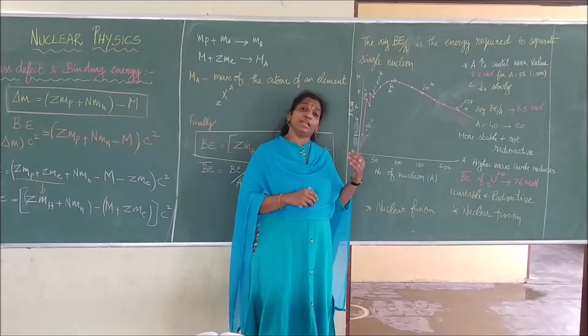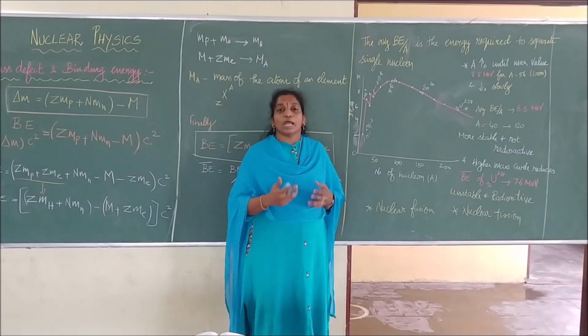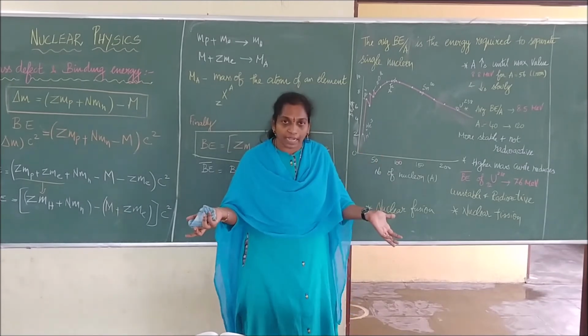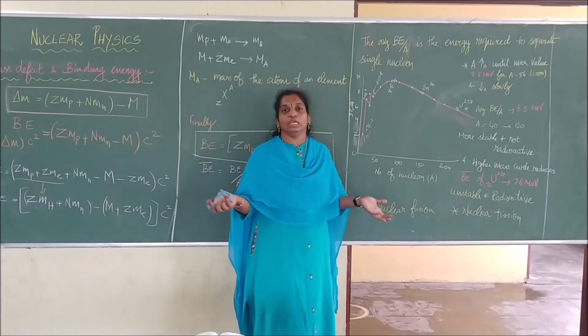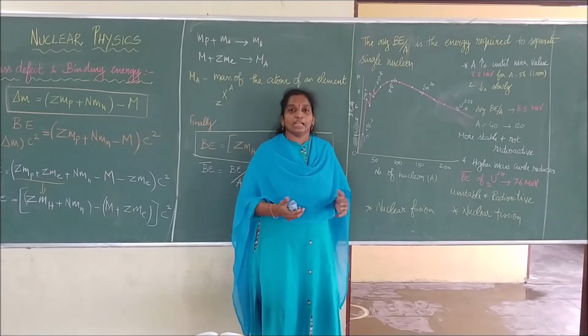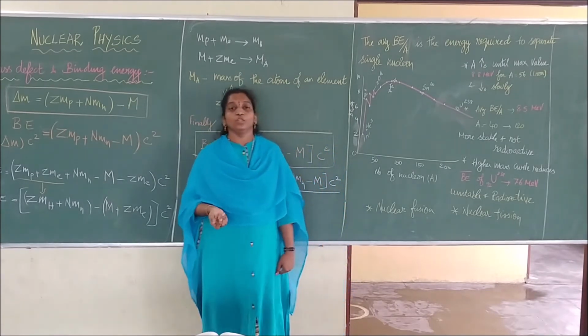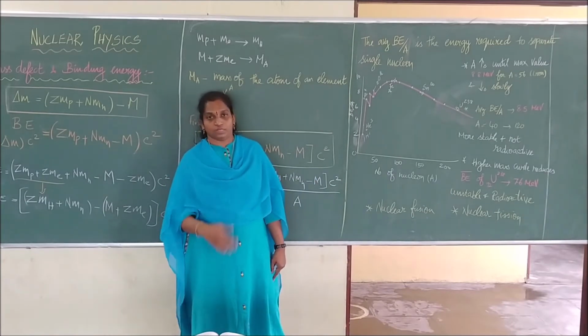If an element has less binding energy, then automatically it is unstable. So an unstable element immediately starts to radiate its energy towards the surroundings. Then we call that a radioactive element. That element is involved in all radioactive processes, and it will also help in nuclear fission and fusion processes. Right.